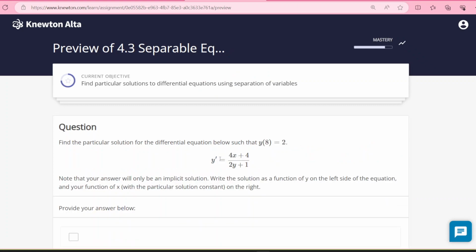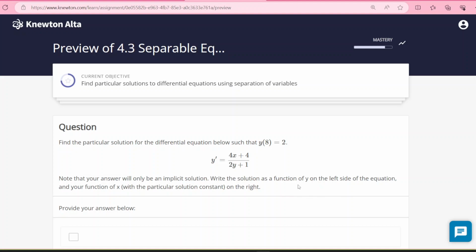All right, so another one. Now, look at this. It says find the particular solution to this differential equation below with this condition. Note that your answer will only be an implicit solution. So that means don't solve for y. Write the solution as a function of y on the left side of the equation and your function of x with the particular solution constant on the right. Okay, so they do want it in a specific way.